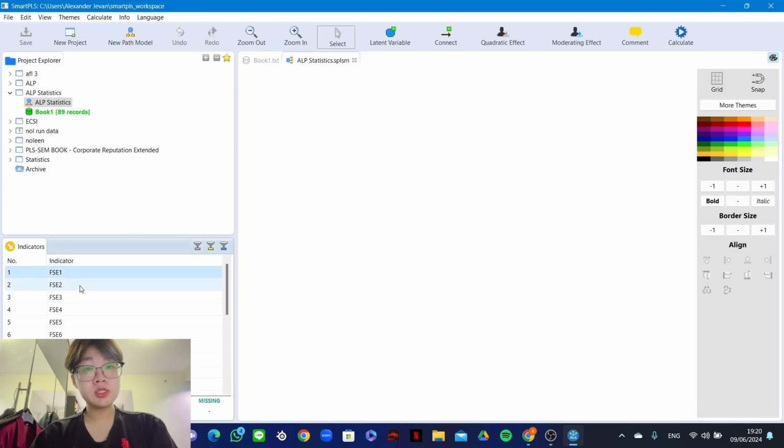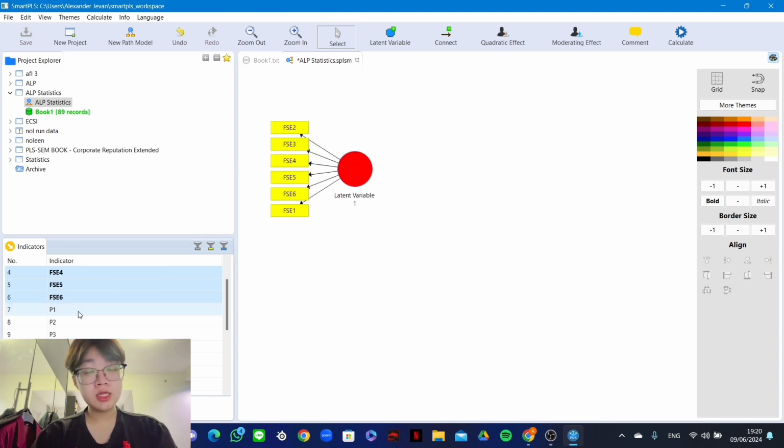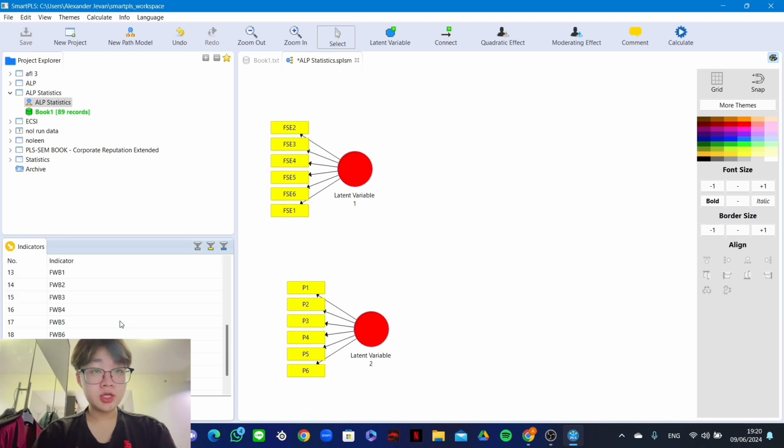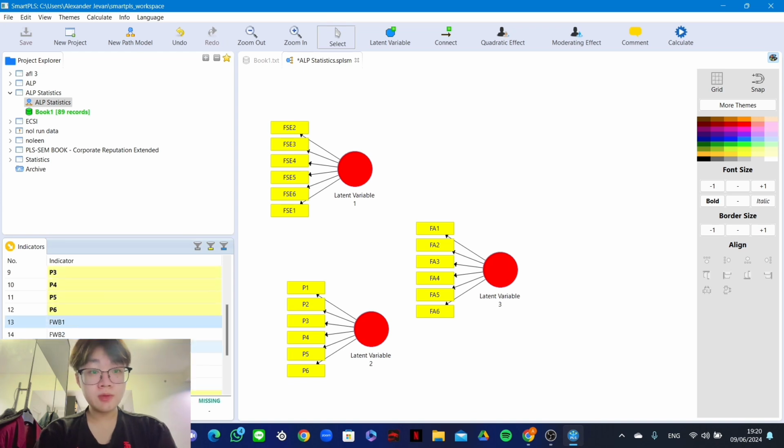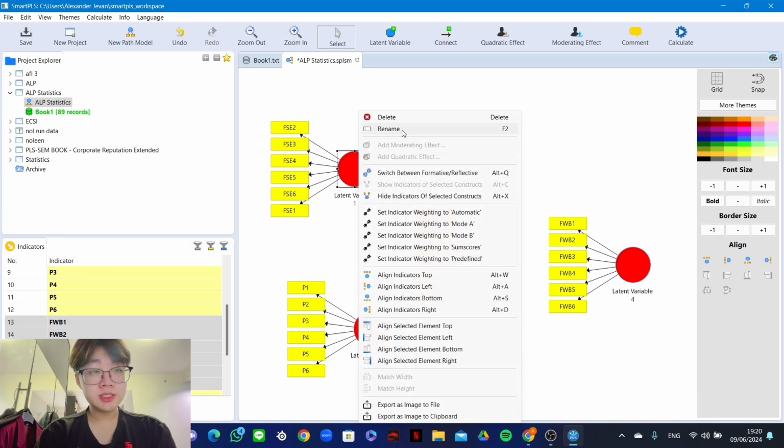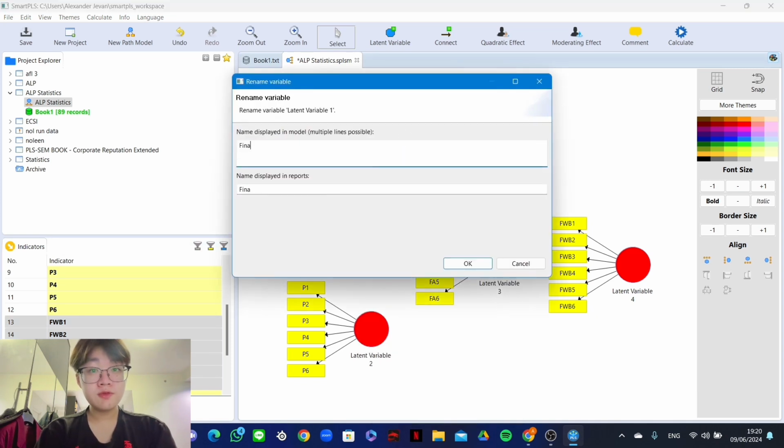Secondly, we need to draw the research model. The first one, click the new path model, move the indicators to the drawing path, and then rename all the variables: the independent variables, financial self-efficacy and procrastination, for the mediation, fintech adoption, and the dependent variable, financial well-being. And don't forget to connect all the variables. And lastly, the model will look like this.